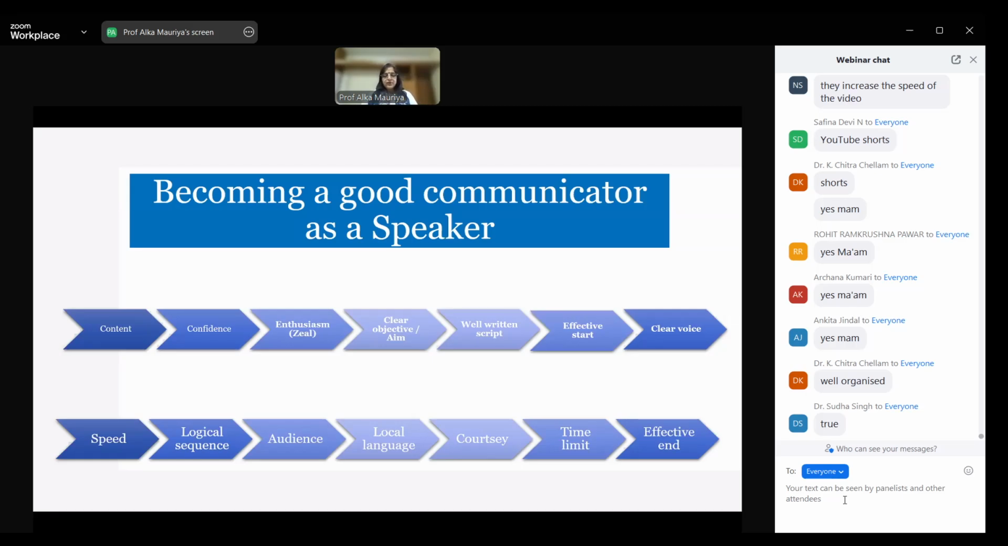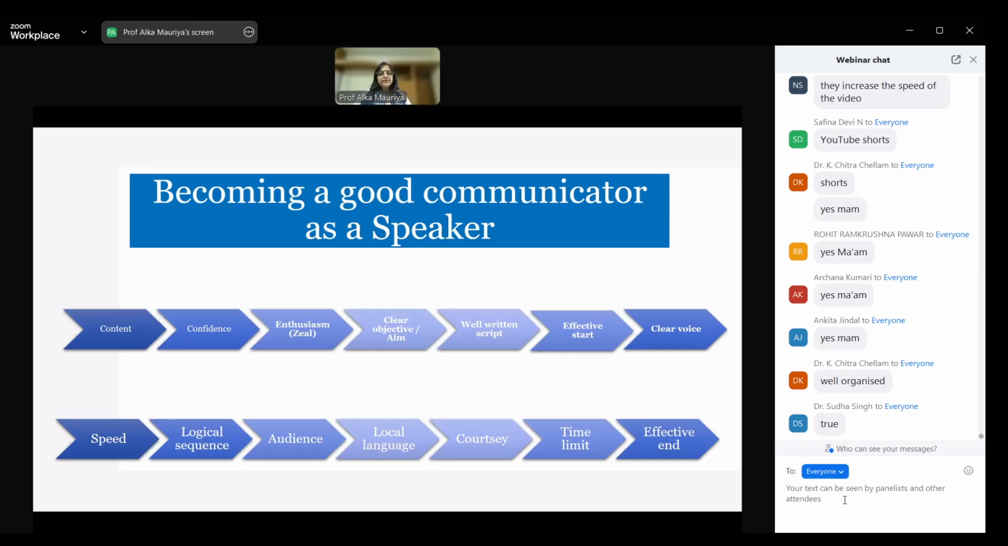Then is the local language. When I took this session for the first time, I asked the professor which language I should be interacting in. So he said that since the academicians are there from all over India, it's better that we stick to English as the language medium of instruction.